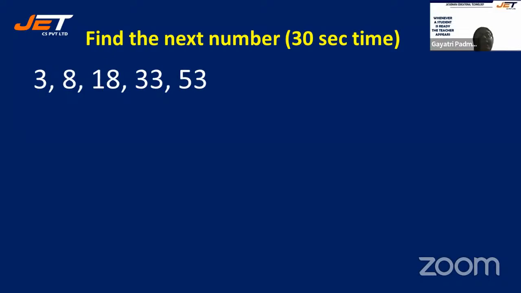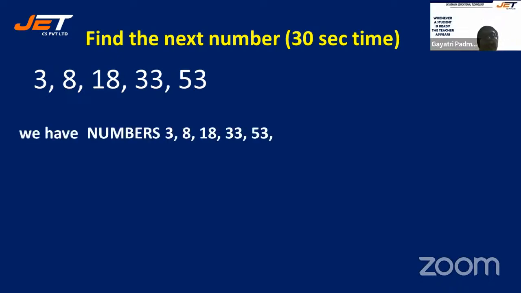We have 3, 8, 18, 33, and 53, right? Yes. So now let's find the relation between the first and the second number, right? So 3 2s are 6, 3 3s are 9. So multiplication will not work. Right, now let's try the addition. If you add 5 to 3, you will get 8. If you add what to 8, you will get 18? If you add 10 to 8, you will get 18.